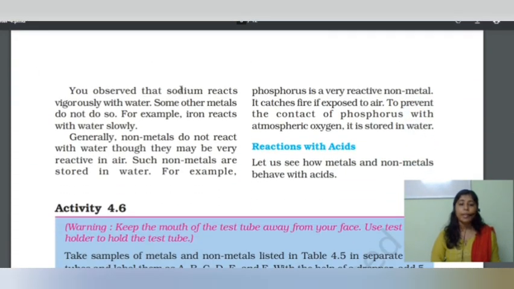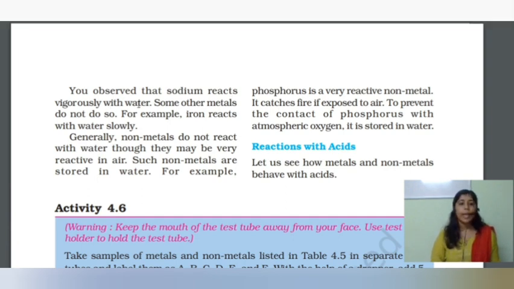You observe that the sodium reacts vigorously with water, isn't it? A lot of heat is generated and it burns. We know that sodium is a metal, and it reacts vigorously with water, but some other metals do not do so. So we can see the reaction of metals with water in a generalized way. Sodium is an example of a metal and it reacts vigorously with water, but some other metals do not do so.